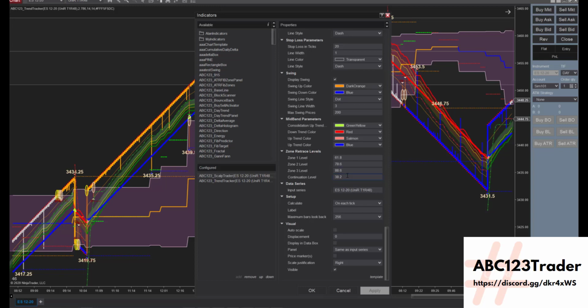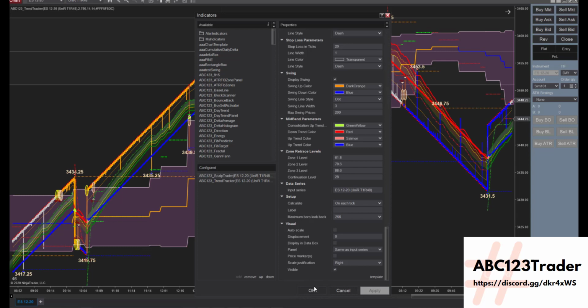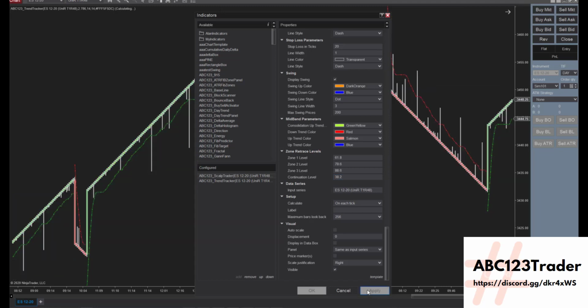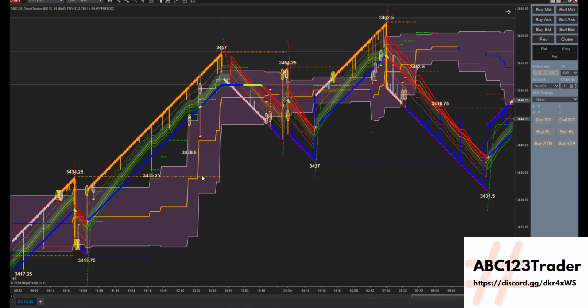Actually, you know what? I'm going to change the continuation level right now to 28% for now, just for fun. There we go. No, oh, sorry, not 28. Did I have a 38.2? I'll just leave it as 38.2. Yeah, it's good enough for now. So let's get into this indicator and see what it's all about and how I trade this.